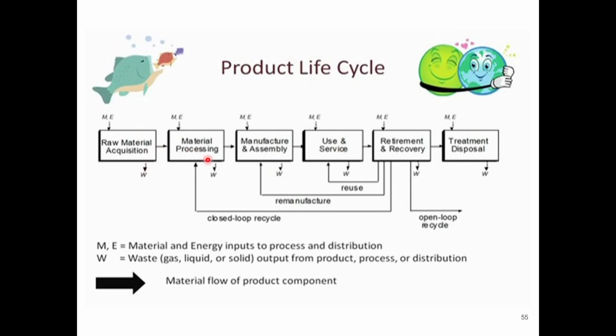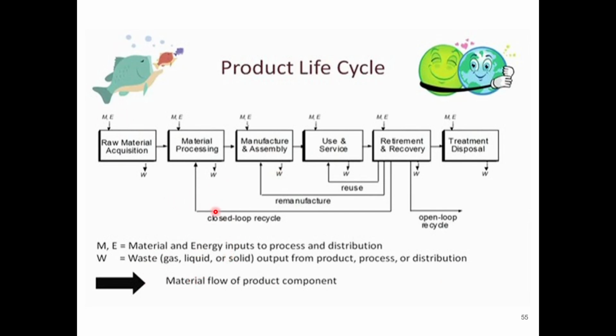In every process, every step basically, we will find that there are material and energy inputs to the process and distribution, designated by M and E. Also, in every step there is a waste, designated by W. That waste can be in gas form, liquid form, or solid form, and it is an output from the product process or distribution. So every step in the product life cycle has a material and energy input and a waste output.